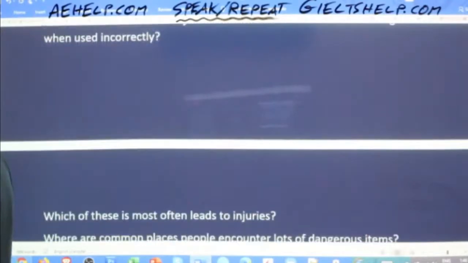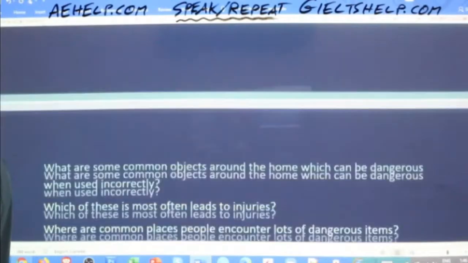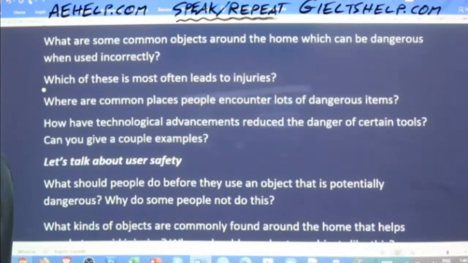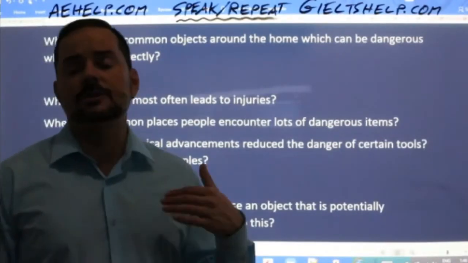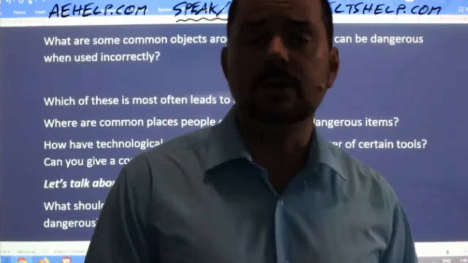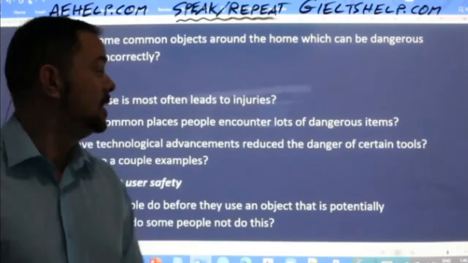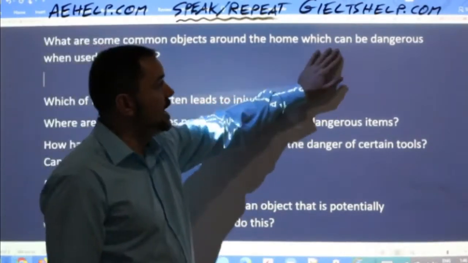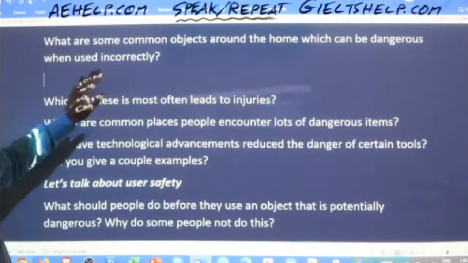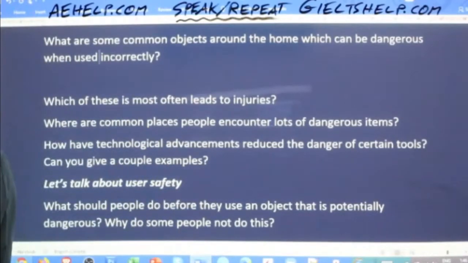So give me a nice full sentence answer for this question. Now remember, members, to get those higher band scores, you want to make connections between your part 2 ideas. Okay? So what are some common objects around the home which can be dangerous when used incorrectly. This is where your brainstorming in the 1 minute preparation time is very useful.